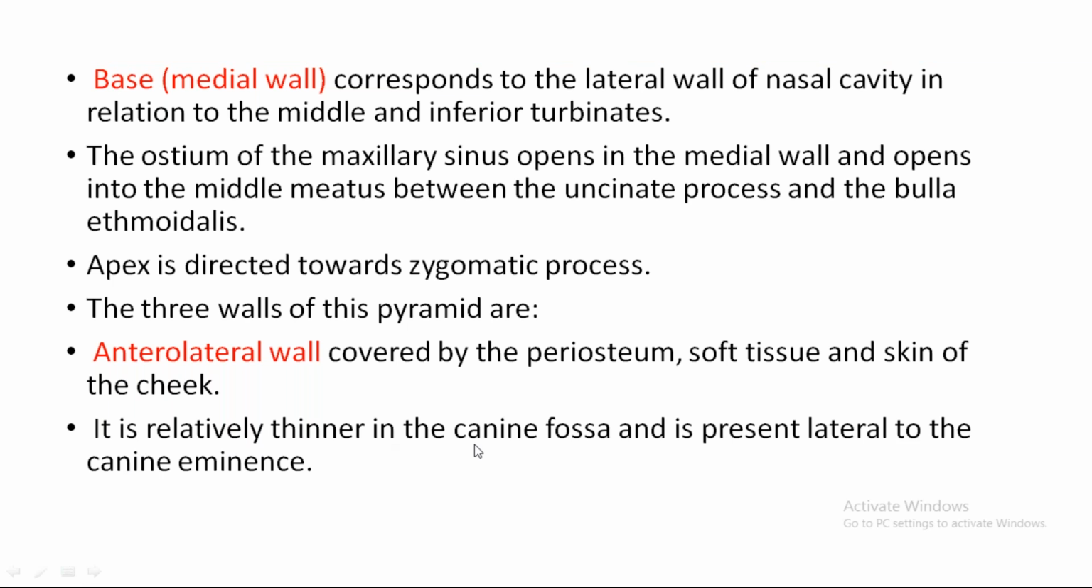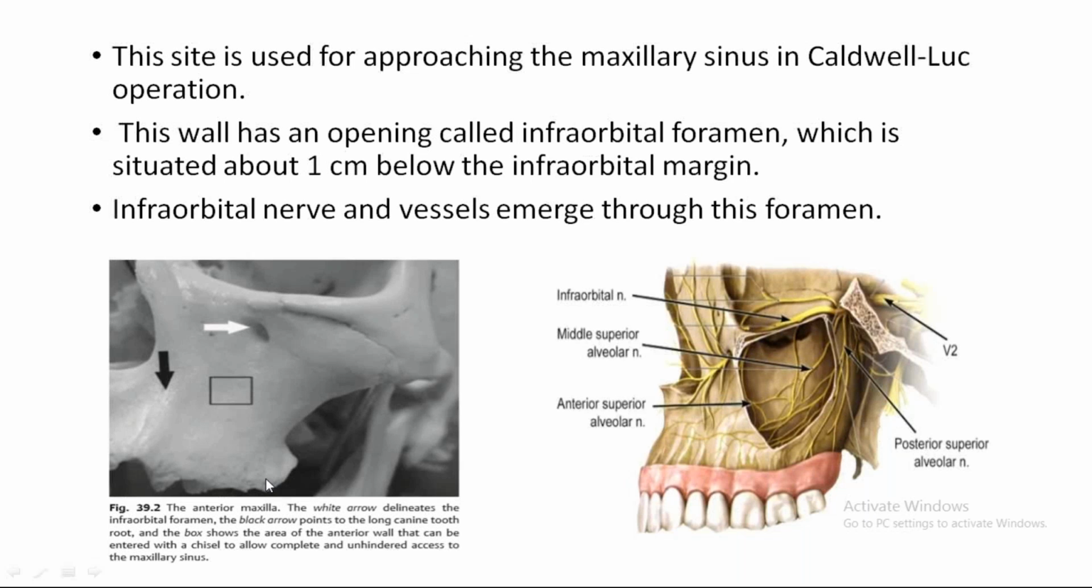It is relatively thinner in the canine fossa and is present lateral to the canine eminence. So you can see the canine fossa over here. You can see the canine fossa is marked out for you, and this is the infraorbital foramen.